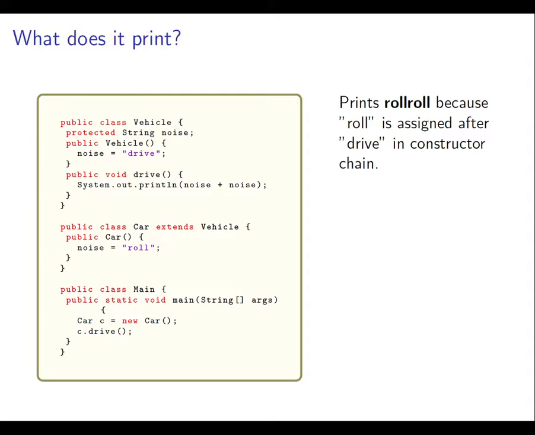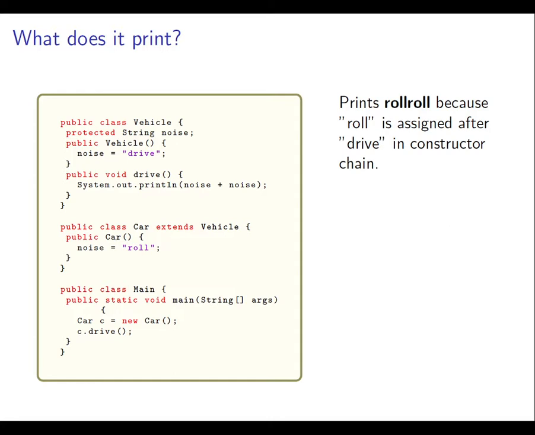So let's have a look and see what's happening. We are going to create a new car object, which means we're going to invoke the car's constructor. Now, the one line in the car's constructor is noise equals roll, but remember that because there isn't an explicit invocation of the superclass vehicle's constructor, we're going to get one implicitly here, and it's going to be the very first thing that car's constructor does.